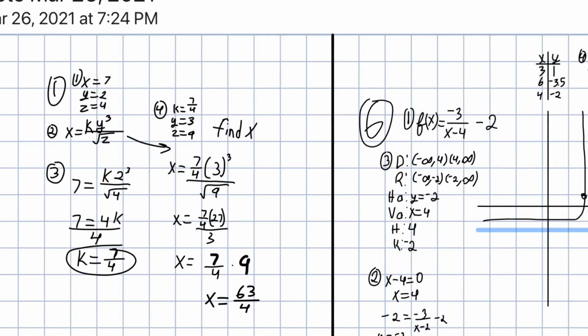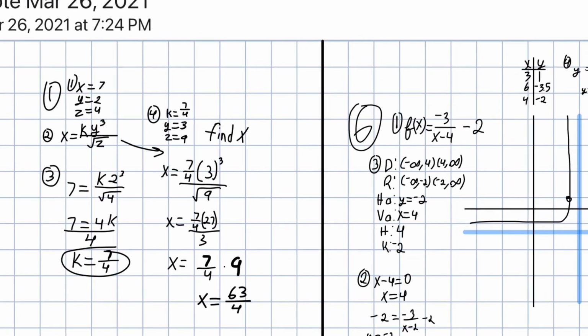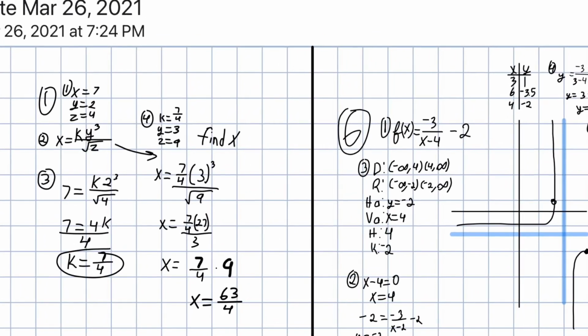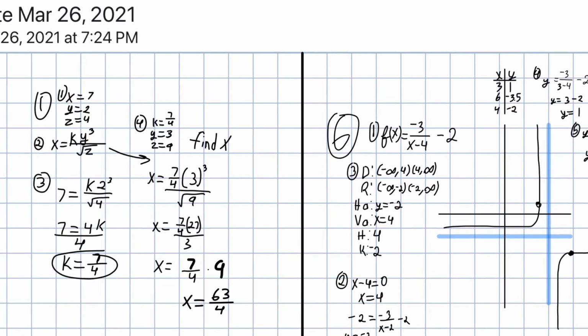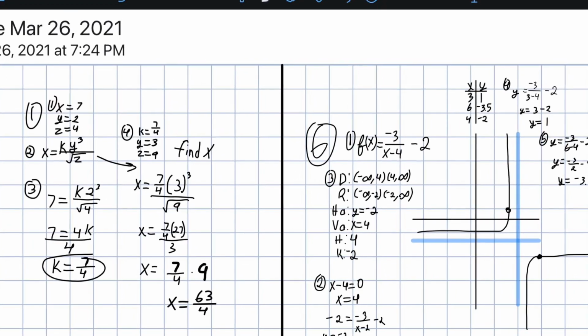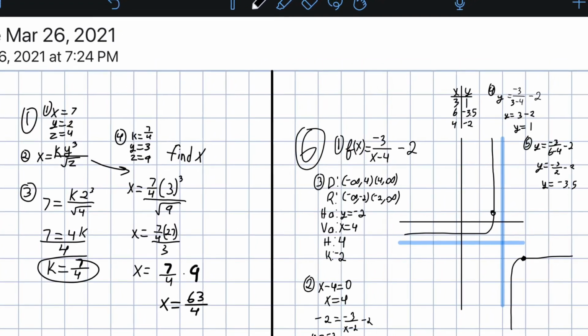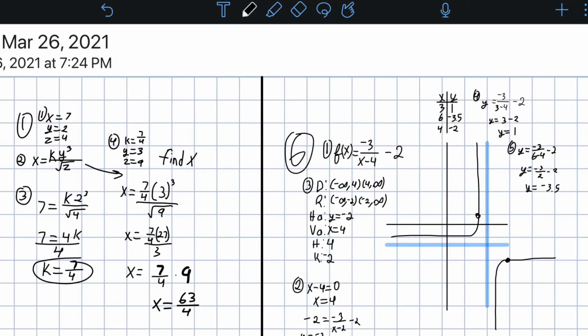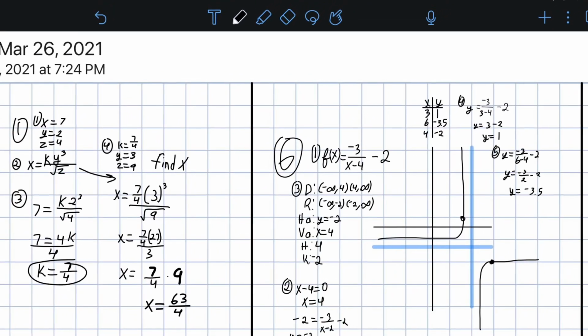Then I plugged in my variables, and in the end, k equaled 7 over 4. Now it gave me some new variables. K equals 7 over 4, which we already knew. Y equals 3 now, and z equals 9, and we have to find x. So we plug in these variables, and in the end, we will get x equals 63 over 4.